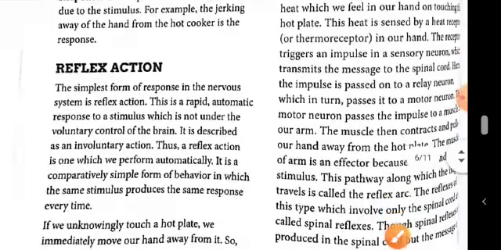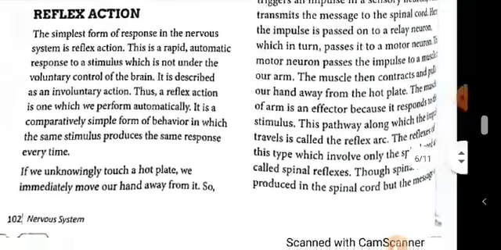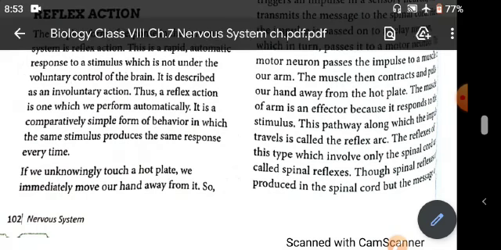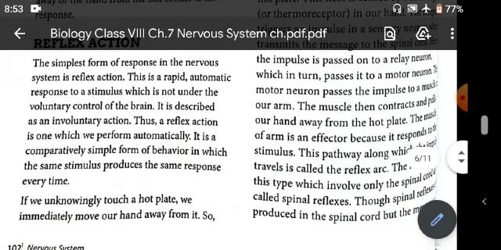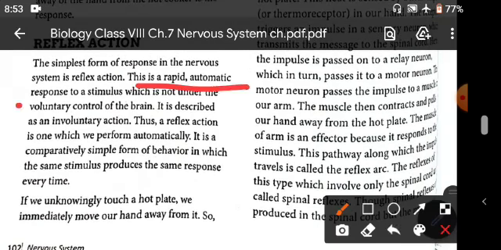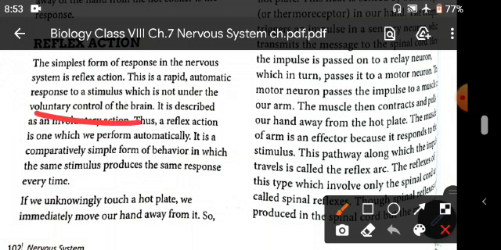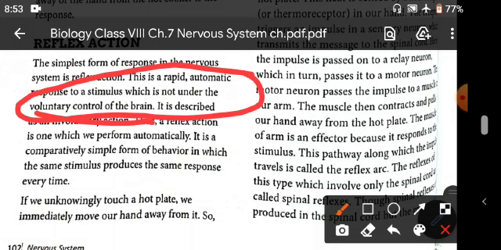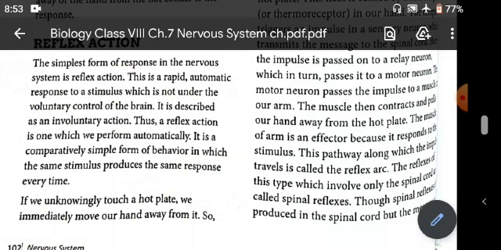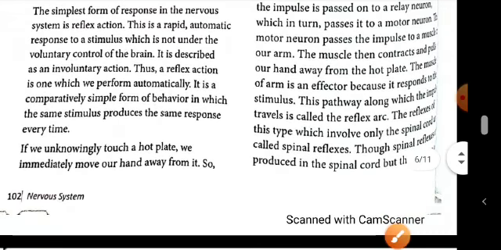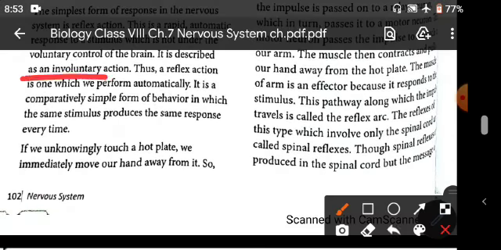Now next is reflex action. Next heading is reflex action. You know, it is a quick action. So the simplest form of response in the nervous system is called the reflex action. This is the rapid automatic response to the stimulus which is not under the voluntary control of the brain. It is described as an involuntary action. So reflex action is an involuntary action.